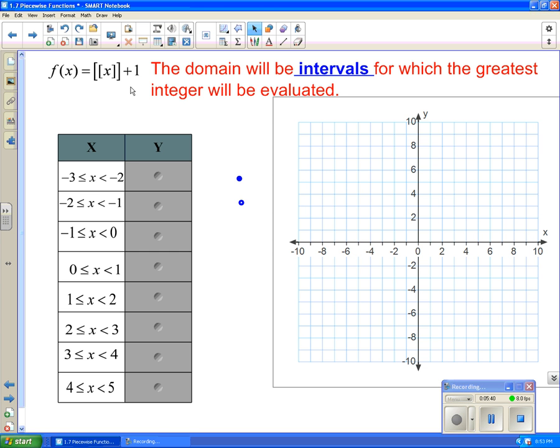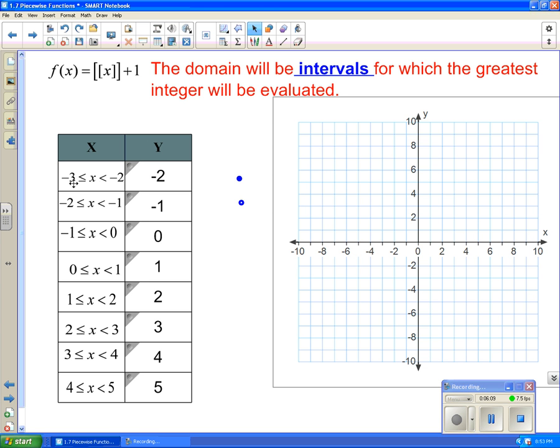So what we do up here is we're going to find the greatest integer, then add 1 to it. So if I look at my interval, I know the left-hand bound is the greatest integer, so I just take the number on the left-hand bound and I add 1 to it for each one of these. So -3, I add 1 to that, I get -2. -2, I add 1 to that, I get -1. -1, I add 1 to that, I get 0. 0, I add 1 to that, I get 1. 1, I add 1 to that, I get 2, and then 3, 4, and 5, just like that.